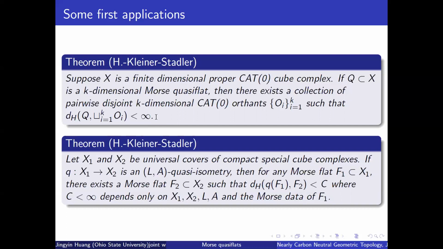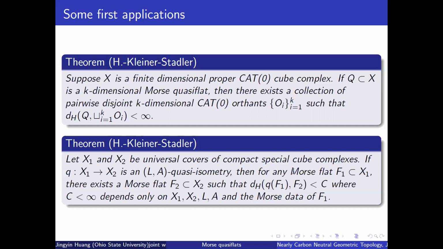Now we can ask, suppose we take two spaces which are not necessarily hyperbolic. Is it possible to prove some theorem that says that the quasi-isometry is going to send a flat to a flat up to finite Hausdorff distance? This is what we want to do in this theorem in some class of cube complexes. So we take the universal cover of a compact special cube complex. This is our CAT(0) space. And if we have a quasi-isometry between them, then we know that the quasi-isometry is going to send a Morse flat to a Morse flat up to finite Hausdorff distance.